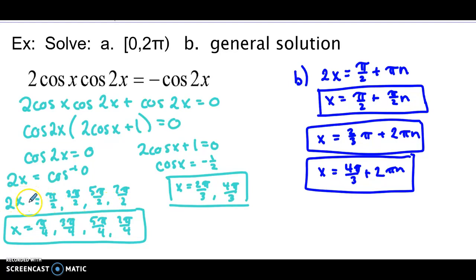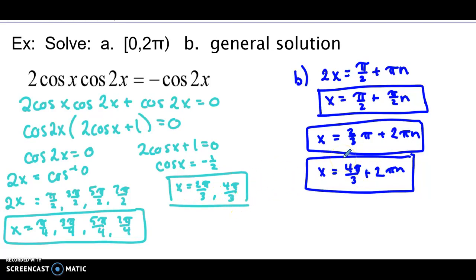So then my last step is dividing each term by 2. For cosine of x equaling negative 1/2, I have two options here. I have 2 pi thirds and 4 pi thirds. This was just x itself, so nothing else to do.